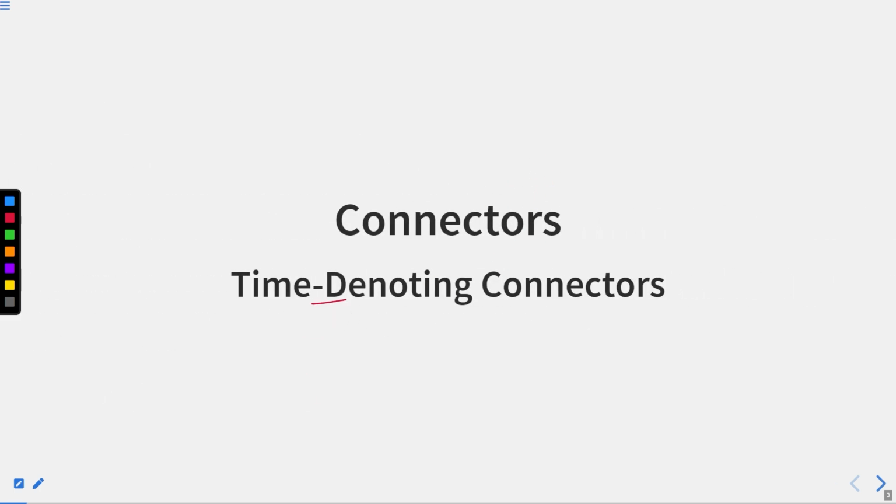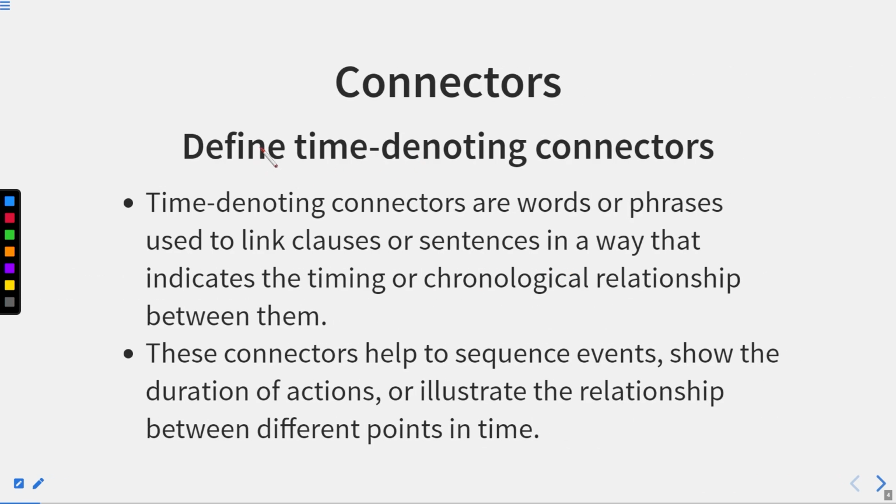First of all, we'll discuss what time denoting connectors are. So we'll see the definition of time denoting connectors, or you can also say that we'll introduce time denoting connectors in the first part of this session. Here we have the definition of time denoting connectors. Time means any time that shows us the part of the day or part of the clock or any time. Denoting connectors are words or phrases used to link clauses or sentences in a way that indicates the timing or chronological relationship between them.